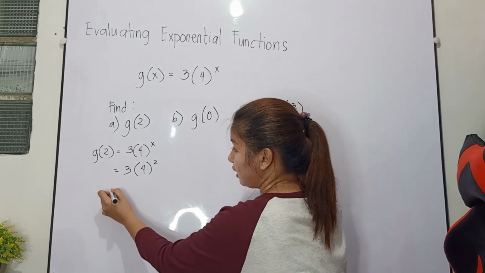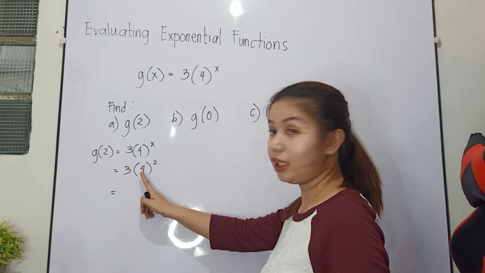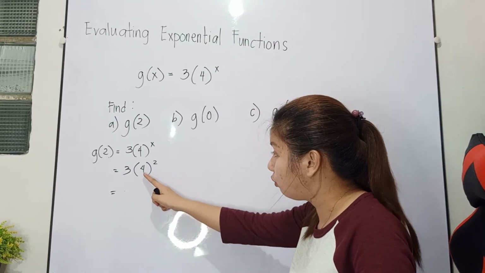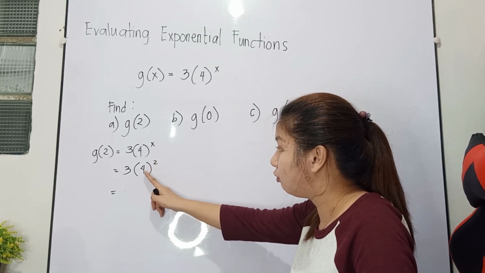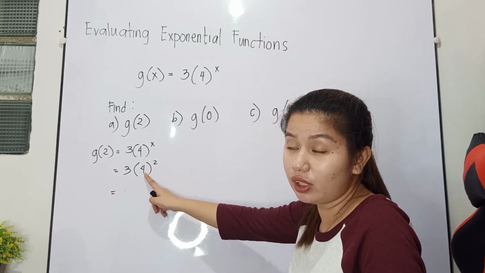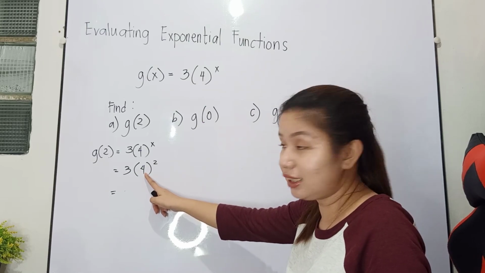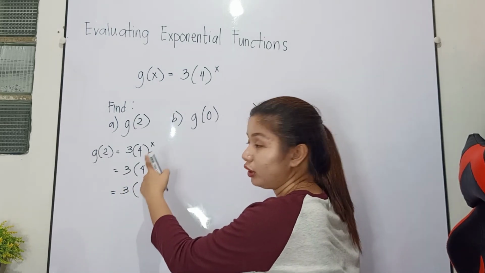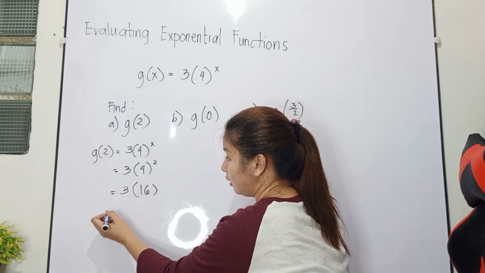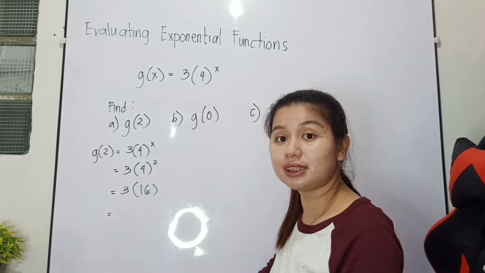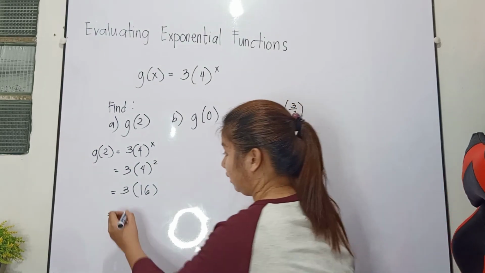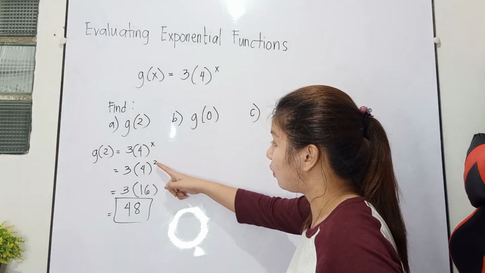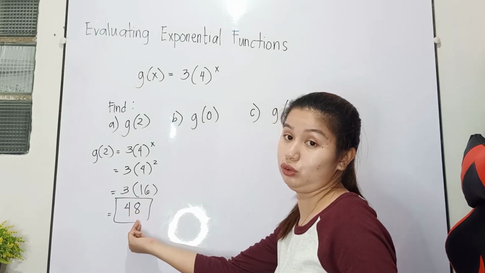And then, next, before you multiply 3 times 4, because with parentheses that is multiplication, do the exponent first. So, 4 squared. Evaluate the exponent first. 4 squared means 4 times 4. So, 4 times 4 is 16. So, we have 3 times 4 squared, 4 times 4 is 16. So, the answer is 3 times 16 is 48. So, the answer is 48. Again, when there's an exponent, exponent first before multiplication.